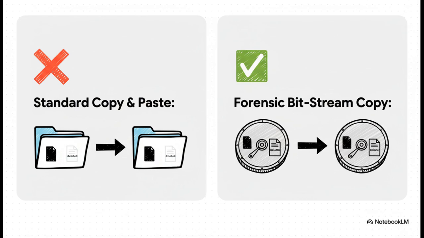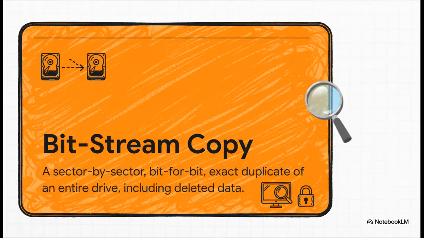A forensic bitstream copy, on the other hand, is an exact bit-for-bit clone of the entire drive, and that includes the so-called empty spaces where supposedly deleted data still lives. And this is what's known as a bitstream copy, or a forensic image. It is a perfect mirror of the original drive. Every single 1 and 0 is copied over without exception. This copy becomes the investigator's playground, leaving the original evidence pristine and untouched, locked away in a secure location.